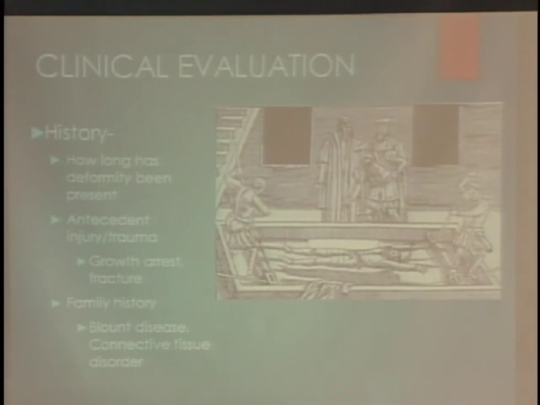So the history: how long has the deformity been present? Has it been present their whole life? Did they have an injury, a fracture? Did something happen, like, well, boy, they never had a bowed leg until a year ago when they broke their leg. Those kinds of things are important to know. Could they have a growth arrest, something like that? Do they have a family history?